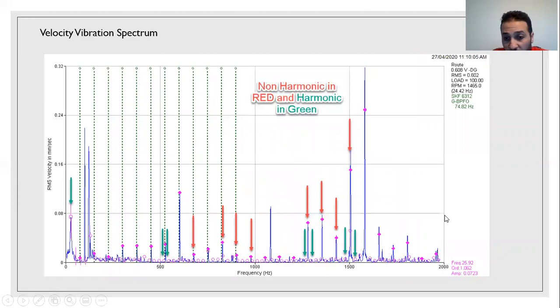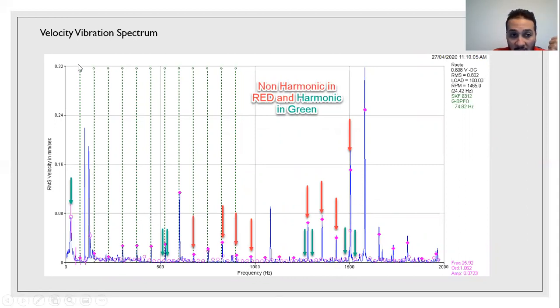If you look in the velocity spectrum, you can see this in green, this is the running speed with harmonics. And you can see non-harmonic components, which is the indication of the fault frequency. When you open your velocity spectrum, you can see the running speed with harmonics, okay, fine. And then I start to see non-harmonic components with harmonics. Then you start to suspect there is bearing failure.